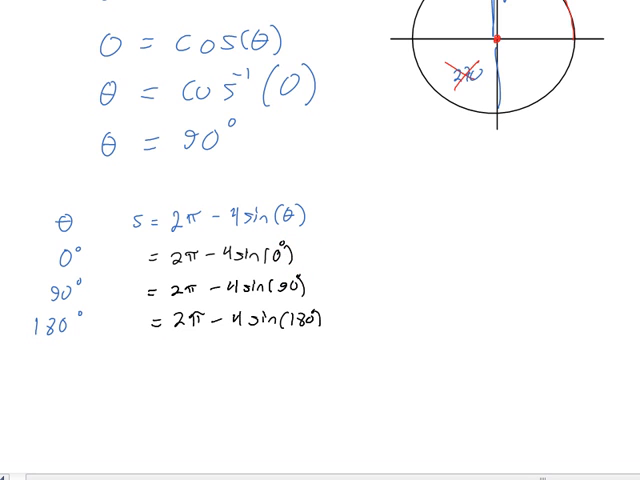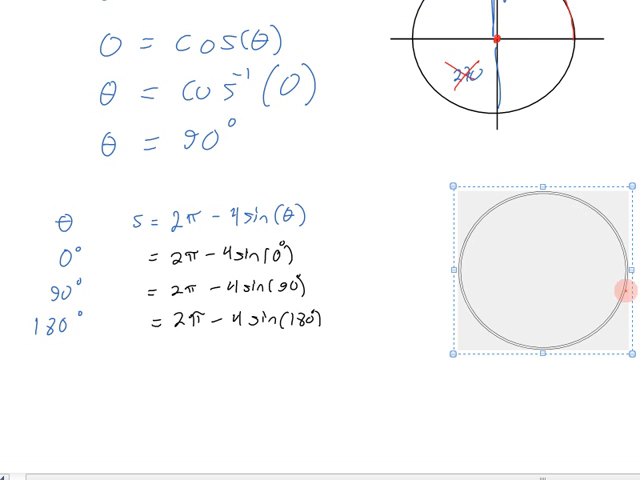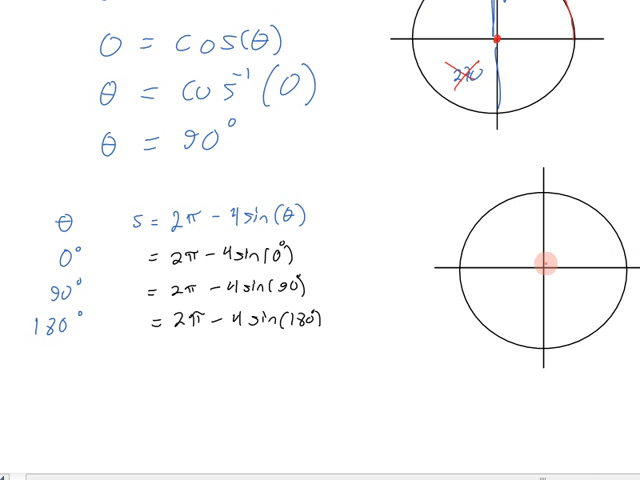Now the sine of 0 degrees, going back to the unit circle once again, if we're looking at 0 degrees, the height for 0 degrees is 0. If we look at 90 degrees, the height for 90 degrees is 1. And if we look at 180 degrees, the height for 180 degrees is 0 again. So what this gives me is 2 pi, 2 pi take 4, and 2 pi.